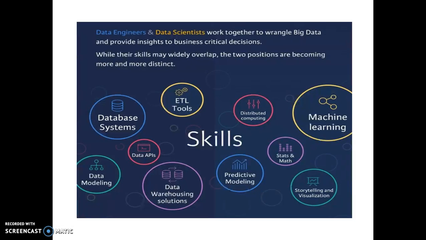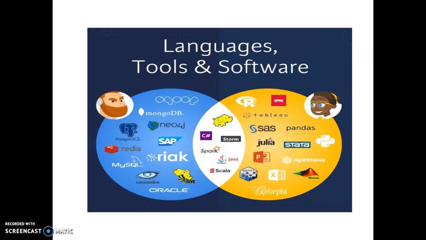Now we'll see how data engineers and data scientists work together to provide insights for business critical decisions. Their skills may widely overlap, but the two positions are becoming more and more distinct. You can see here data engineers mostly work on database systems, data APIs, data modeling, extract, transform, load tools like ETL tools. Data scientists work more on predictive modeling, stats and math, machine learning, and storytelling and visualization.